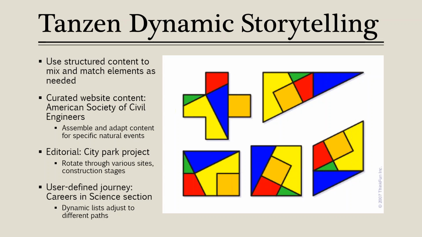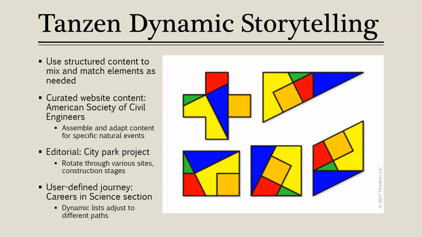In her first example, she talks about curated website content. Let's say you are the American Society of Civil Engineers, and you have all of this content curated about flooding and mudslides and bridge collapses and earthquakes and things like that. When an event happens, you want to be able to quickly assemble and adapt content for those specific natural events. And so she goes through without structured content, and with structured content.